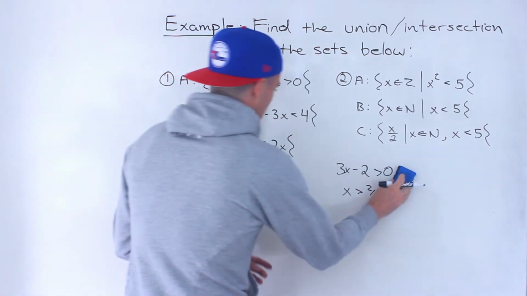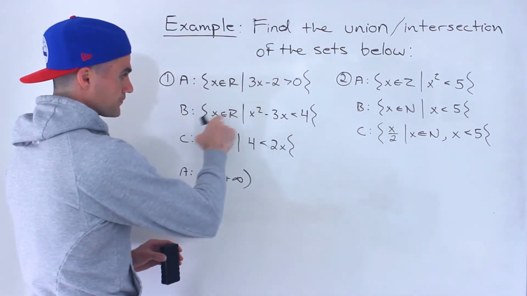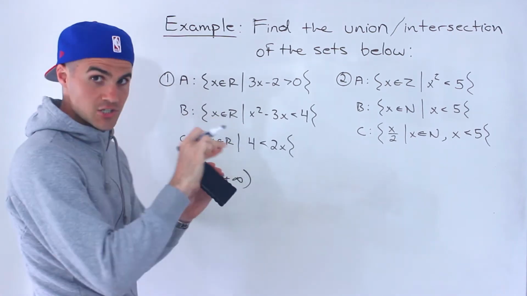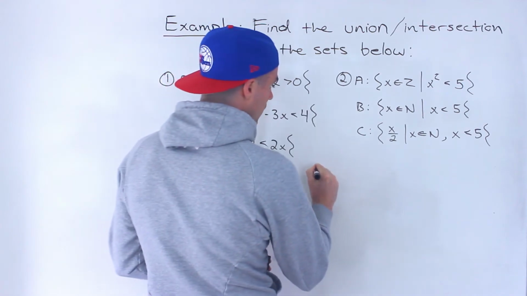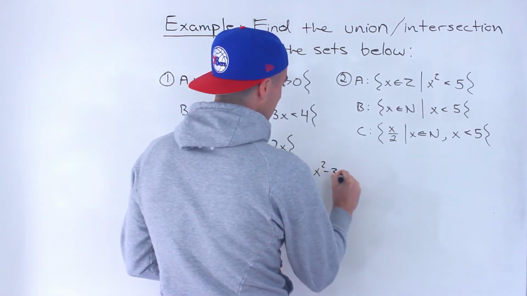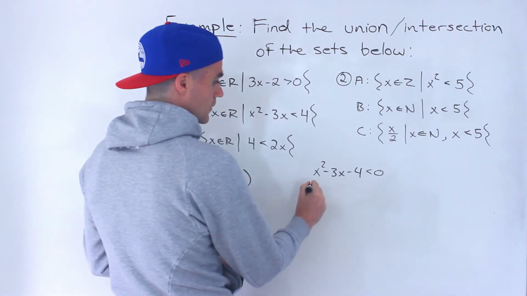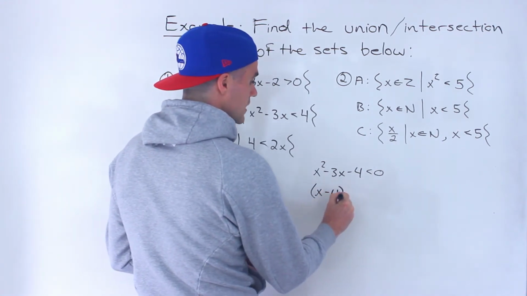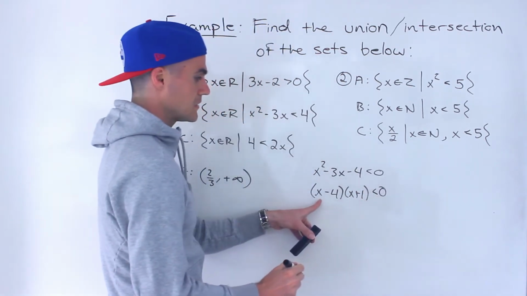Set B is going to be the toughest to work with out of all of them. x is a real number such that x squared minus 3x is less than 4. I'm going to bring the 4 over. When is x squared minus 3x minus 4 less than 0? This is a quadratic and it factors into (x minus 4)(x plus 1). When is that going to be less than 0?